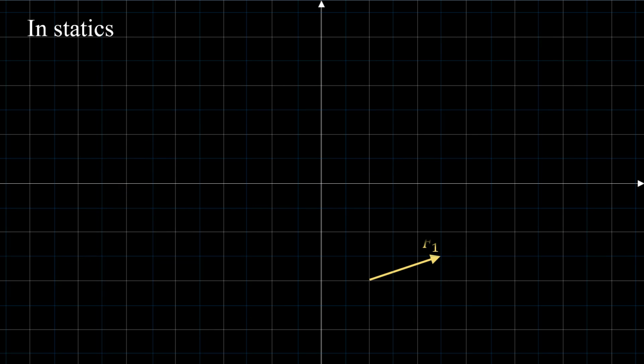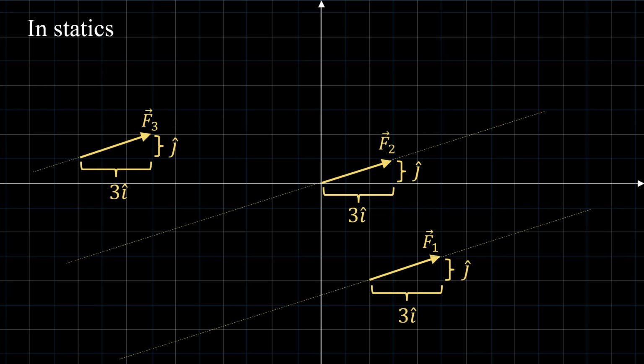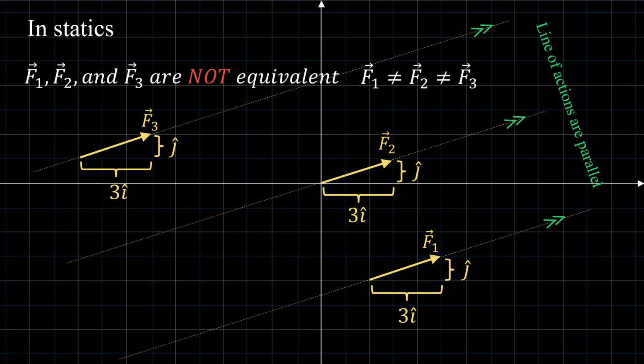But in statics, let's say we have three force vectors that have the same components, which again ensure us they have the same magnitude and direction. But they are located in such a way that they have three different lines of action. In statics, F1, F2, and F3 are not equivalent. In other words, F1 is not equal to F2 or F3. Let's clear things up and just consider F1.